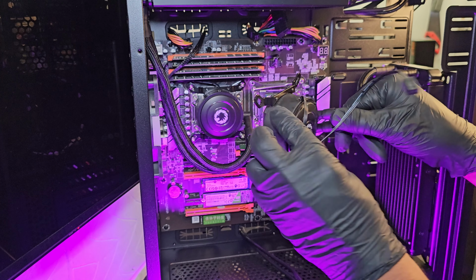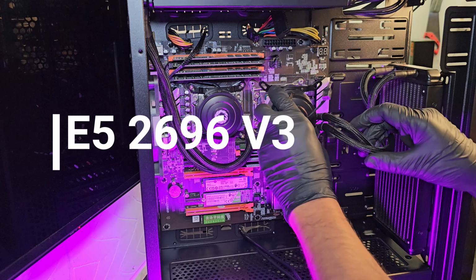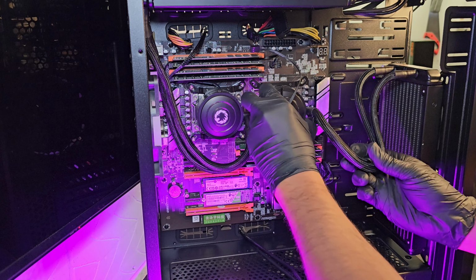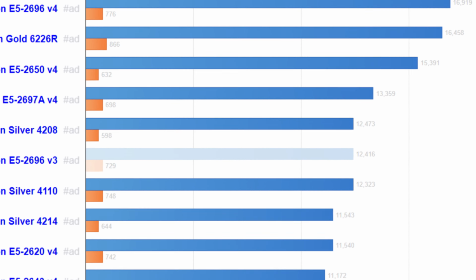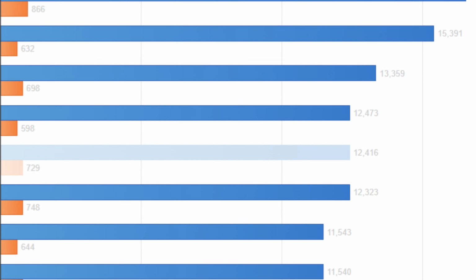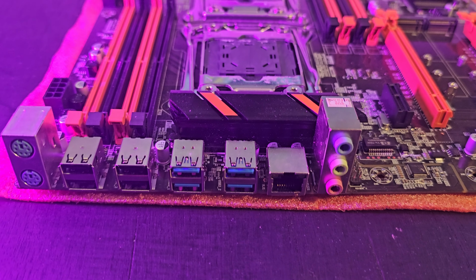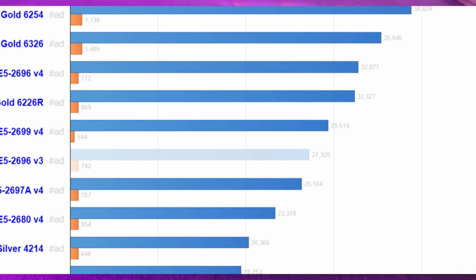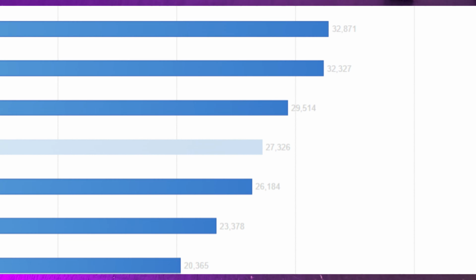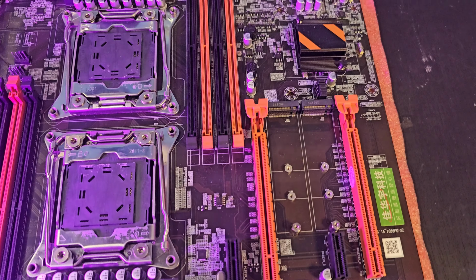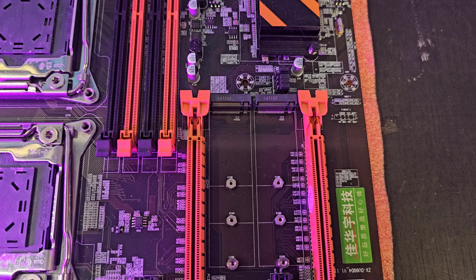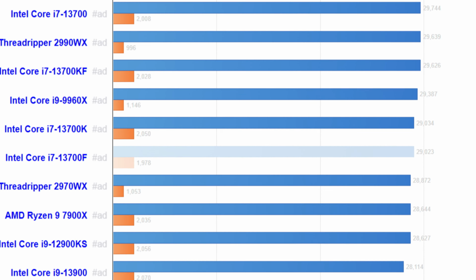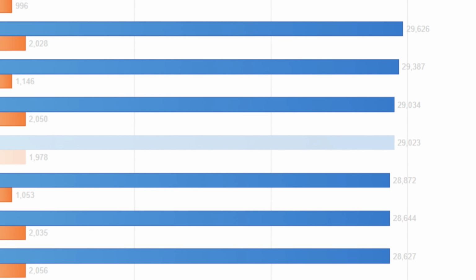Now, in terms of performance, I'll just give you an example. The E5-2696, you're looking at a score of 12,416 on Cinebench R23. And that is accounting for only a single CPU. If you have it in a dual CPU configuration, that jumps up to 27,326. This score is only 6% slower than an i7-13700F, which is a brand new CPU that was released maybe about a year ago.